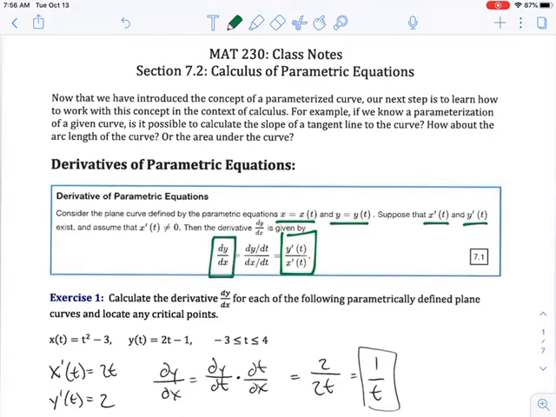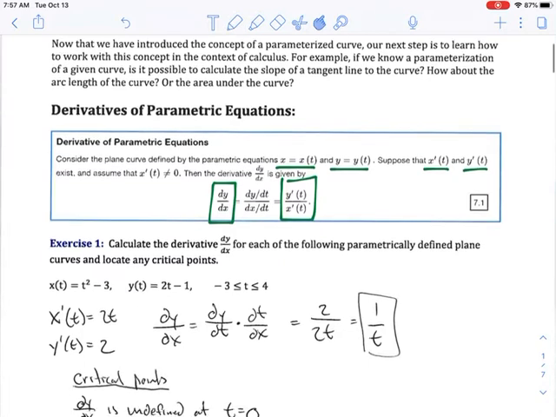Now be careful with the terminology. What we are looking for is the derivative of y with respect to x, not with respect to t, the parameter. We want to find the derivative of our two variables x and y. So to do that, we need to use the parametric equations. We find dy/dt, we find dx/dt, and we divide them. So let's just jump right in and look at the first example.